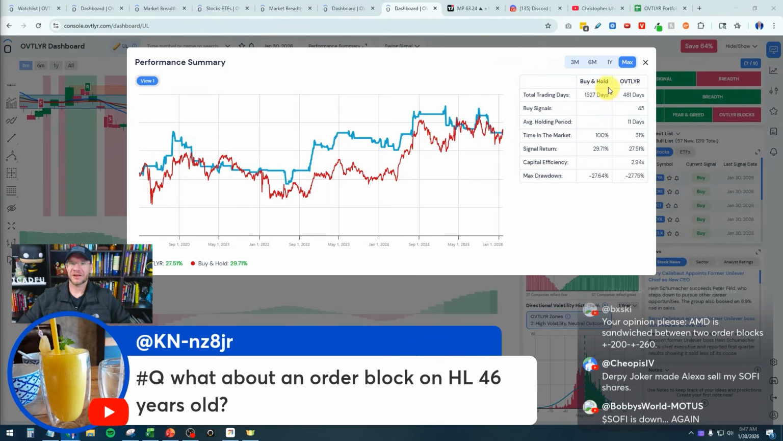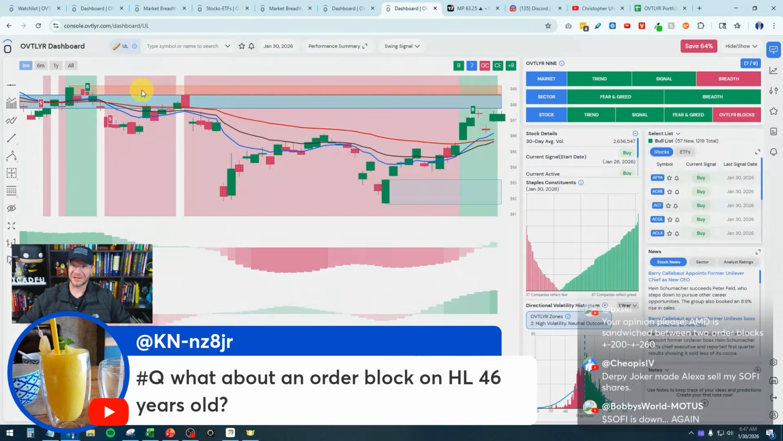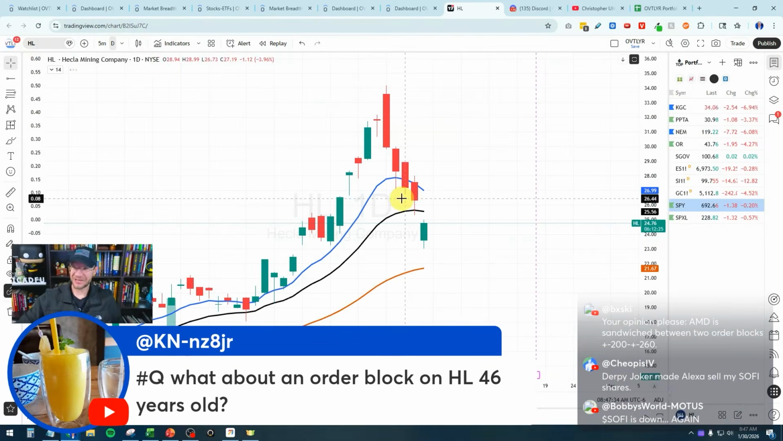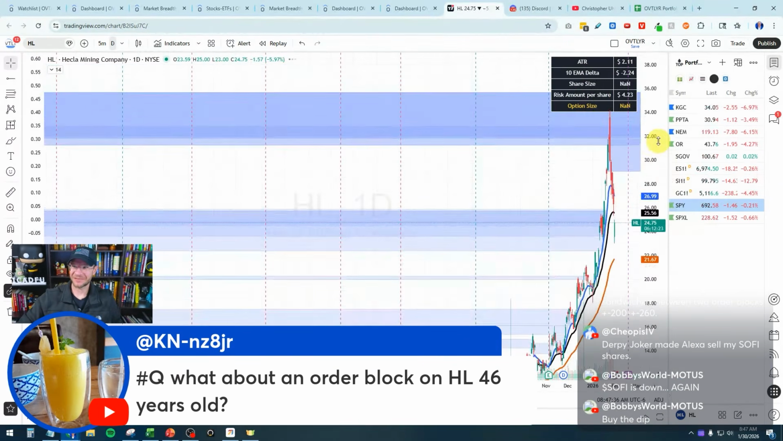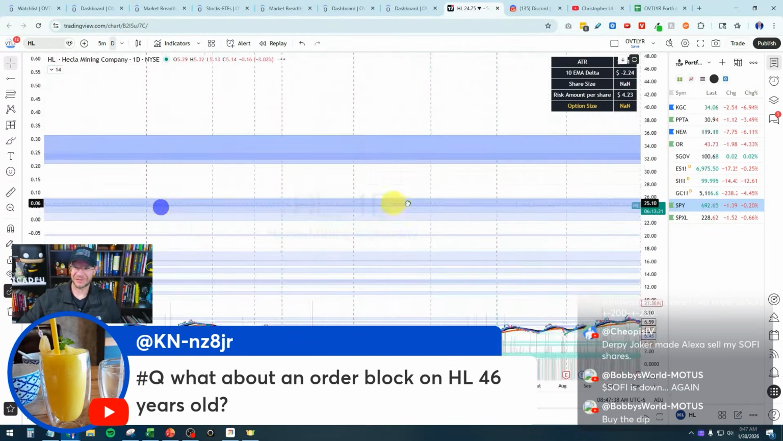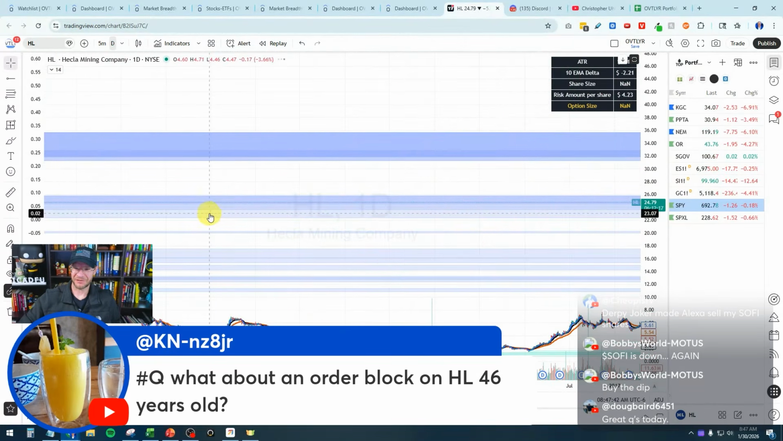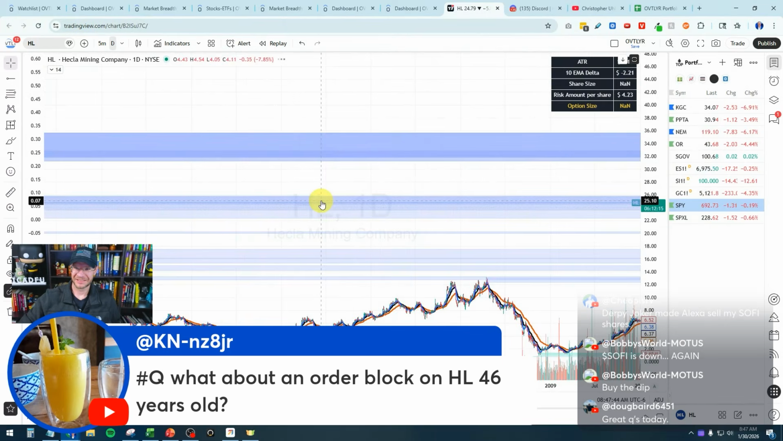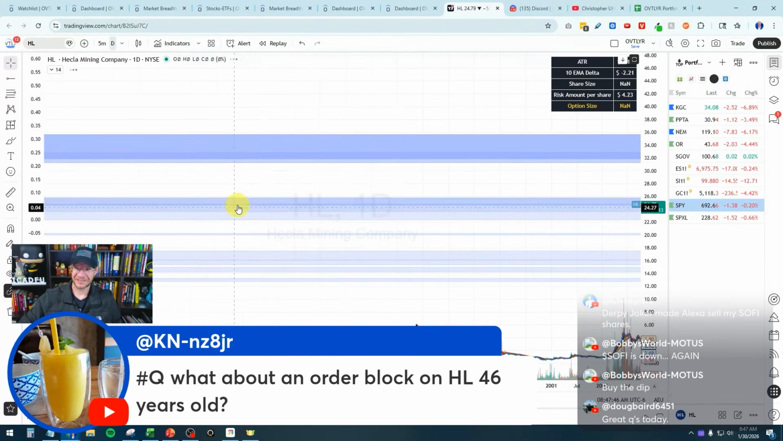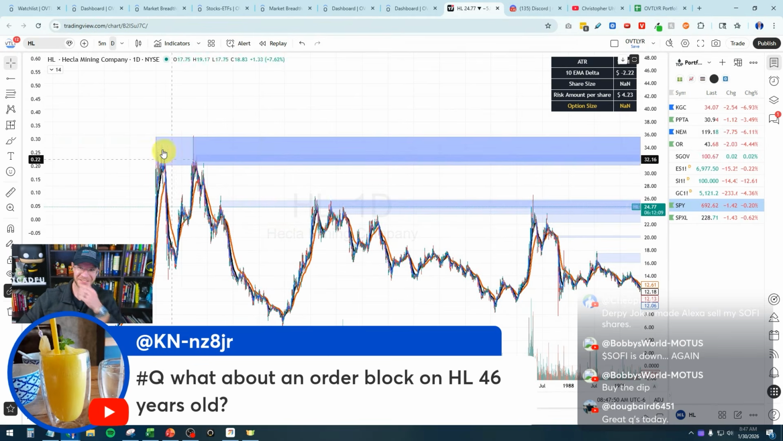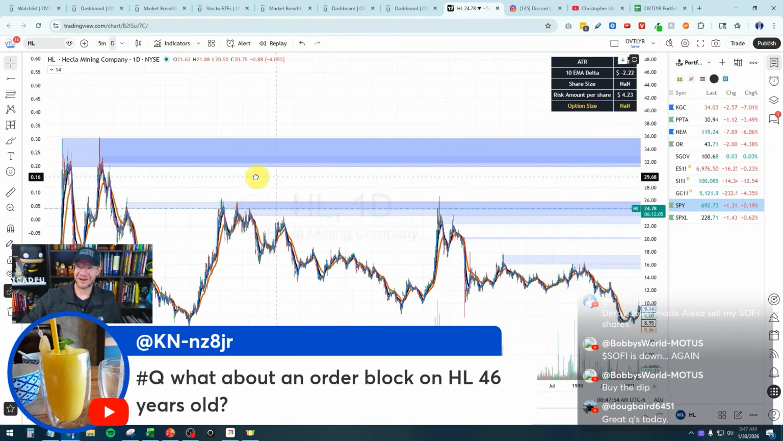What about an order block on HL that's 46 years old? 46 years old? Oh my goodness gravy. Is it actually 46 years old? I don't know if the data in TradingView would go back 46 years. That's super funny. You're right. We're back in the 80s. Back to 1980.